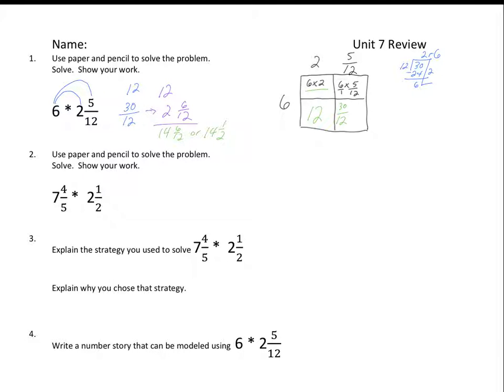And I like to remind my students that it's QRD. The quotient is the whole number, the remainder is the numerator, and the denominator stays the same. So this ends up equaling 2 and 6/12, and then when we add those together, just as we did previously, we get 14 and 6/12, or 14 and a half.